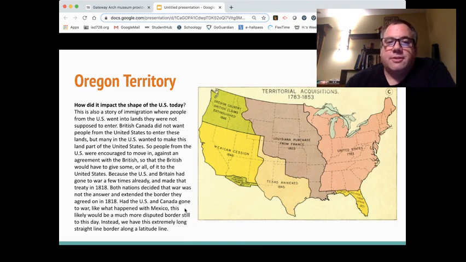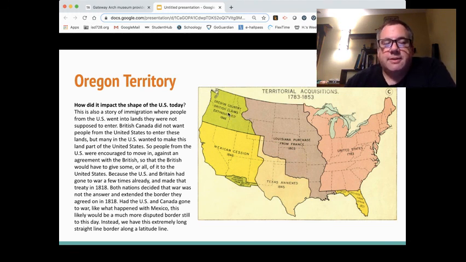Now, the last chunk, Oregon. We already talked about how the U.S. and Britain settled that border up there. But people from the U.S. were not supposed to go into Oregon. But because the U.S. wanted it, because a lot of people in the U.S. wanted it, they said, you go in there and we'll see what happens. You shouldn't get in trouble. Try it. Cross the border illegally. Settle it.